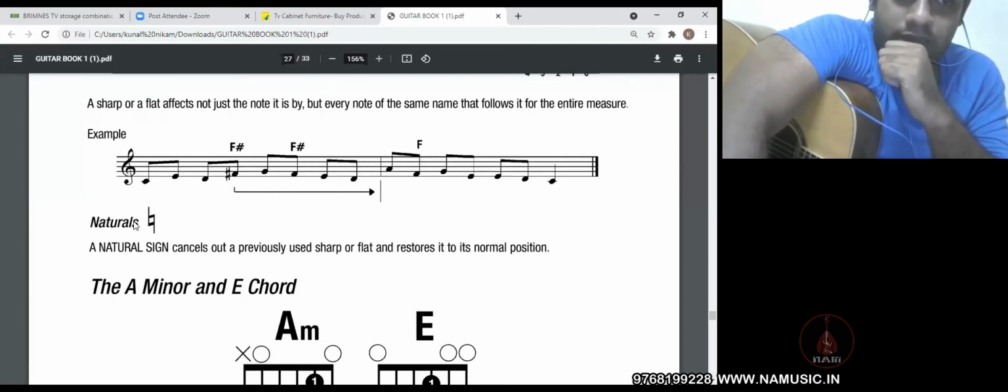Okay, so now see the natural sign over here. A natural sign looks like this. Can you see the natural sign over here? Yes. Okay, let's go on to the next piece.